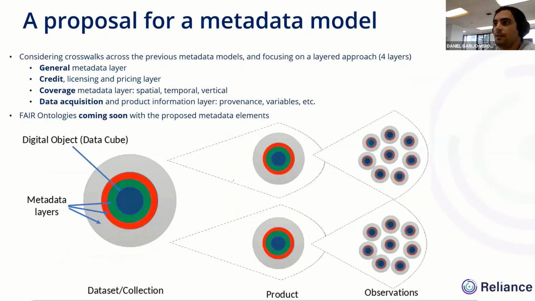And what we have come up with, by reusing and looking at all these metadata standards, is a proposal for a metadata model divided in different layers. One general metadata layer, then a credit, licensing and pricing layer, because sometimes, unfortunately, the data may not be open. A coverage metadata layer, which includes spatial, temporal, and vertical. Vertical here is very, very important because when you are taking cores out of the sea, the depth at which you do the observation is very, very important. And finally, a data acquisition and product information layer, which includes things like the variable that we are interested in, the provenance of the information, like the instrument that was used to extract the observation data, and so on and so forth.